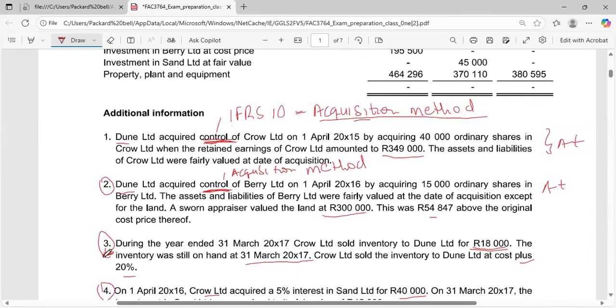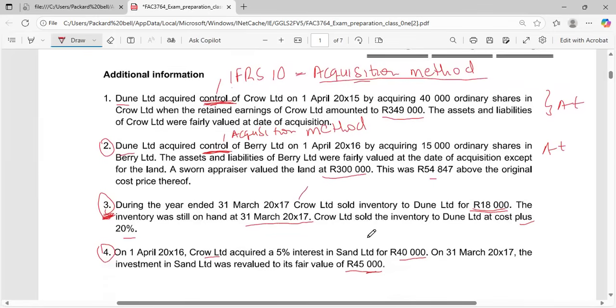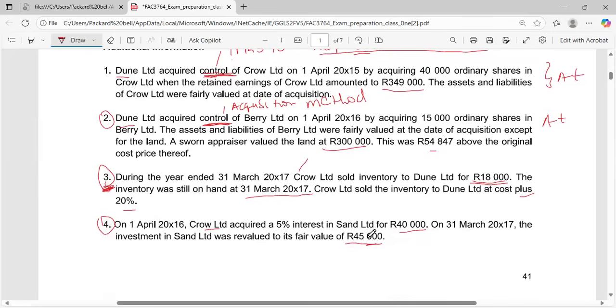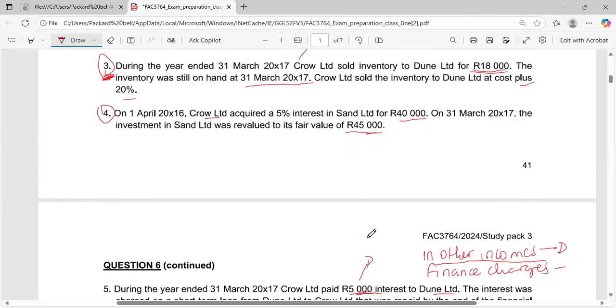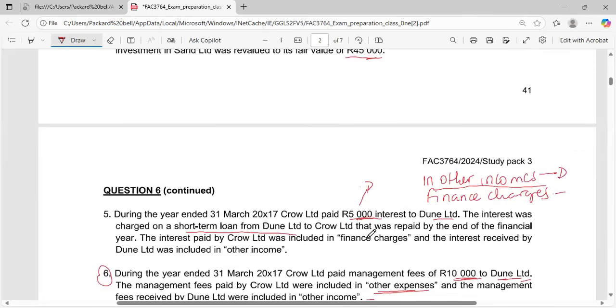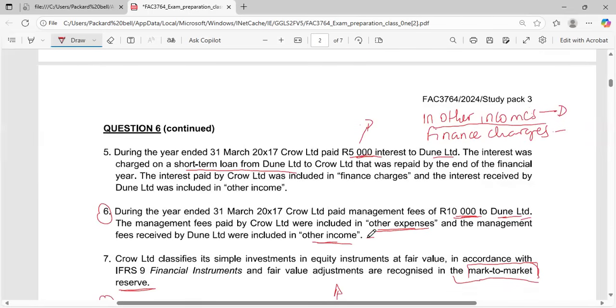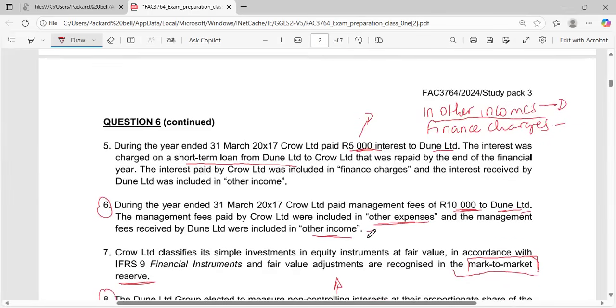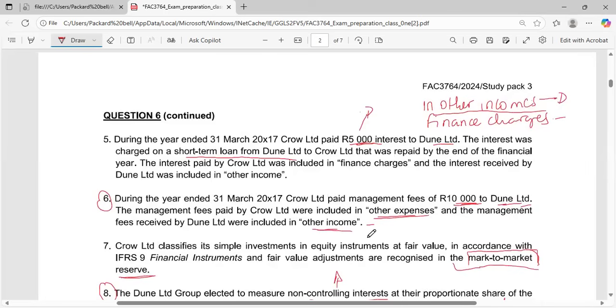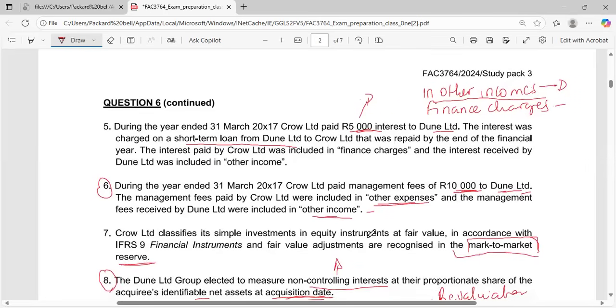Number 3, this is an intra-group sale. It means it's going to affect the profit and loss. Then who else is going to affect the consolidated statement of profit and loss? Number 5, intra-group interest is going to affect the profit and loss. Then number 6, the management fee is also going to affect the profit and loss. So this is where we start.